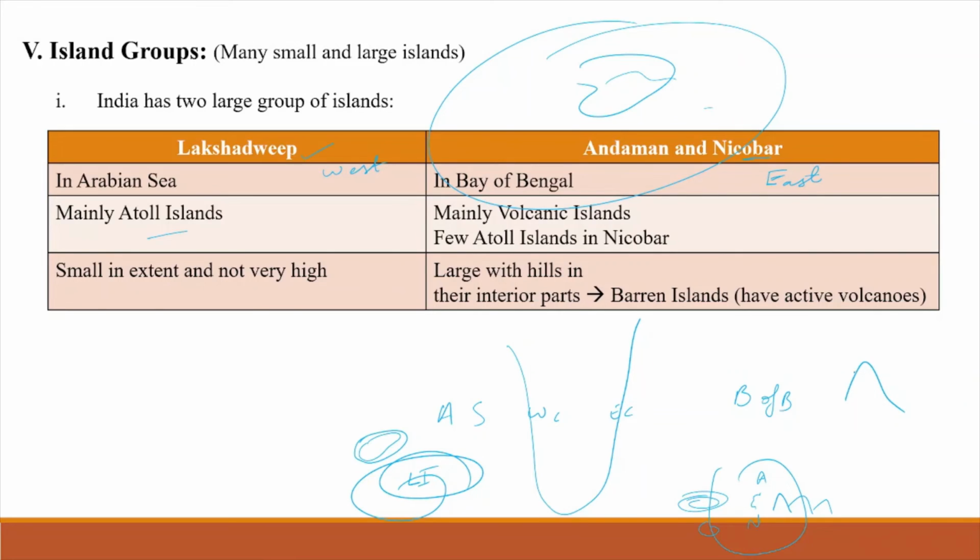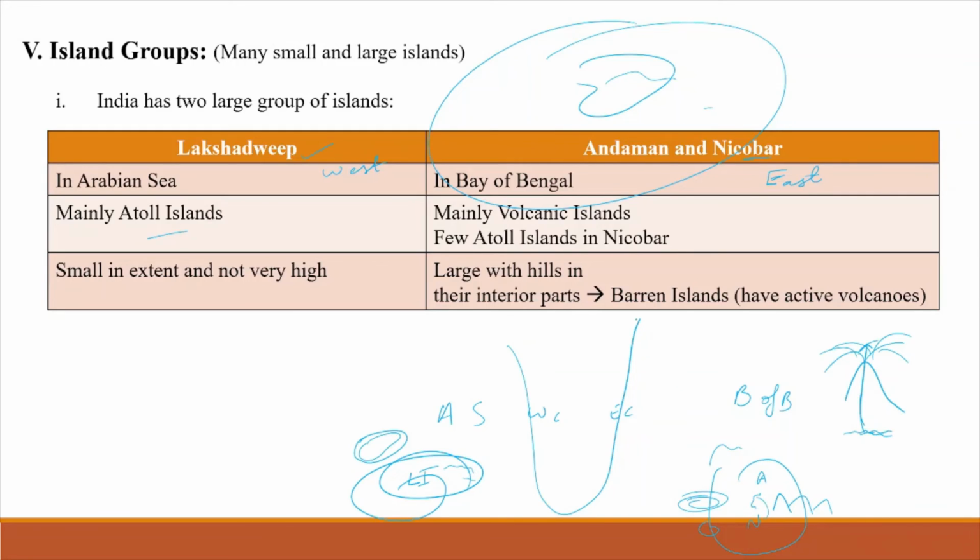Volcanic islands, we know, mountains from where magma is flowing under the earth's surface, and when it comes up, it flows as lava. Okay, this is known as a volcanic eruption. So here in the Andaman and Nicobar Islands, mostly there are volcanic mountains. Okay, now the Lakshadweep Island is small in extent. The mountain ranges also are very small in extent, and they are not very high. Okay. But in Andaman and Nicobar, there are large mountain ranges with hills in the interior part.